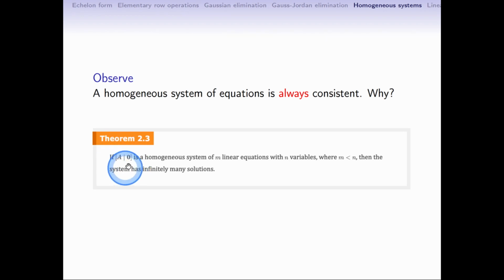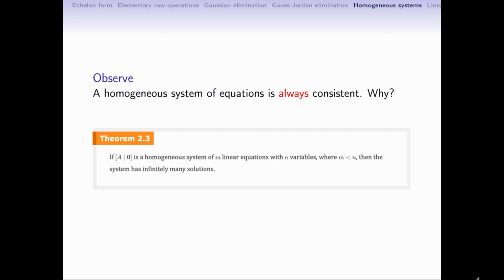So if this is a homogeneous system of m linear equations with n variables, where m is less than n, then the system has infinitely many solutions. Now, if you're trying to wrap your head around what's going on here, what they're telling us is that the number of equations is less than the number of total variables. So you might imagine a homogeneous system where we have 2 equations in 3 unknowns, or 4 equations in 6 unknown variables. So what they're saying is that anytime we have a homogeneous system of linear equations where the number of equations is less than the total number of variables, we know that we have infinitely many solutions.